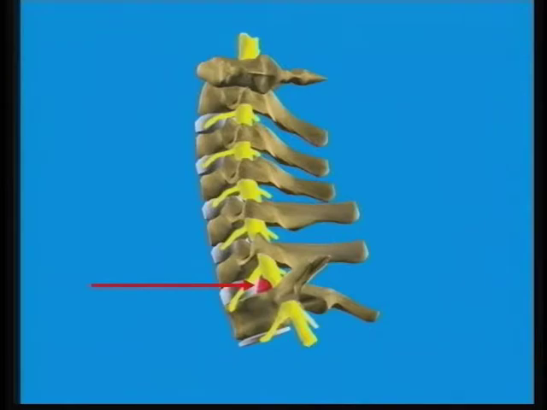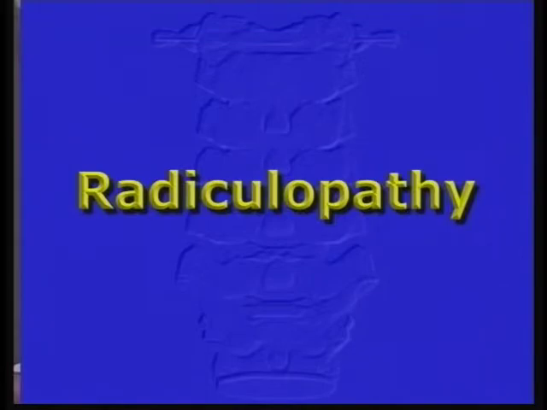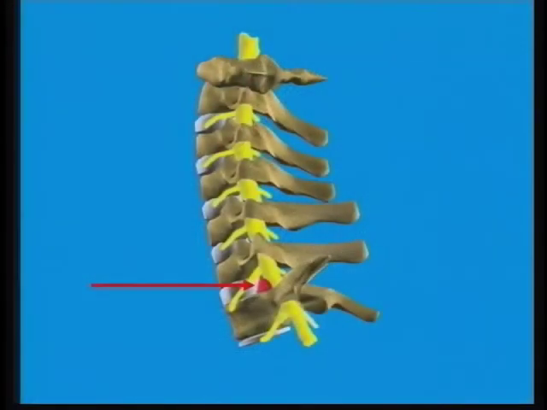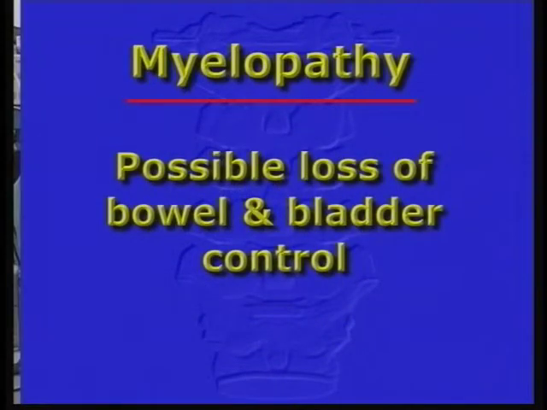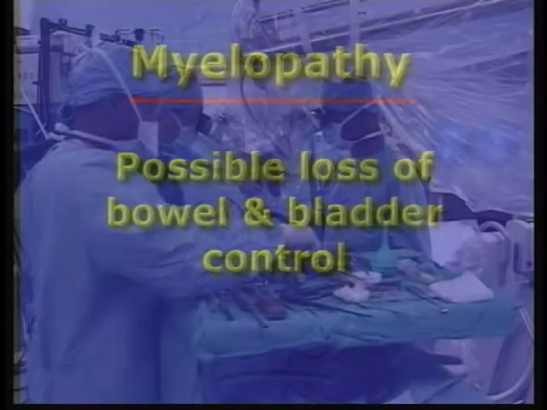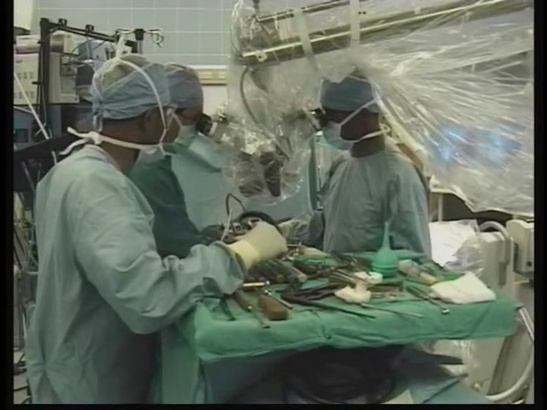These conditions can cause pressure on the nerve roots. This pressure on the nerve roots and its associated symptoms is called radiculopathy. Radiculopathy can cause pain and/or numbness in the neck and possibly down your shoulder, arm, and hand. These conditions can also cause pressure on the spinal cord, which is called myelopathy. Myelopathy can cause pain and weakness in the arms and legs. Myelopathy may also cause stiffness in the extremities as well as a loss of bowel and bladder control. Any or all of these conditions may require surgical intervention.